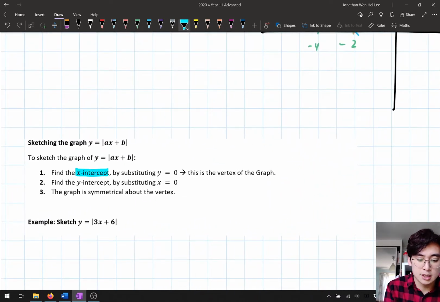Find the x-intercept by substituting y is equal to 0. And this is kind of like the vertex of your graph. So this is where the V happens. That's the tip of the V.